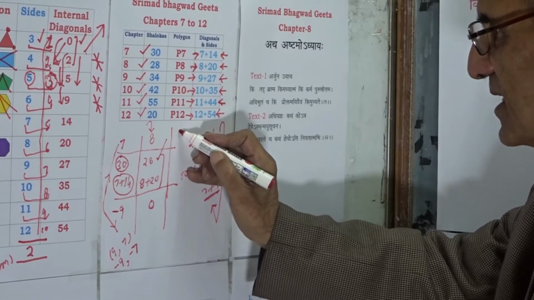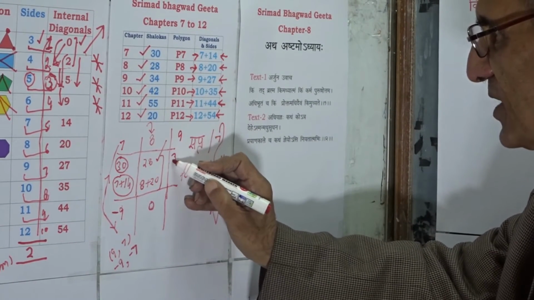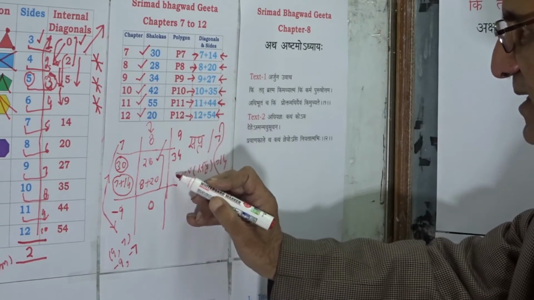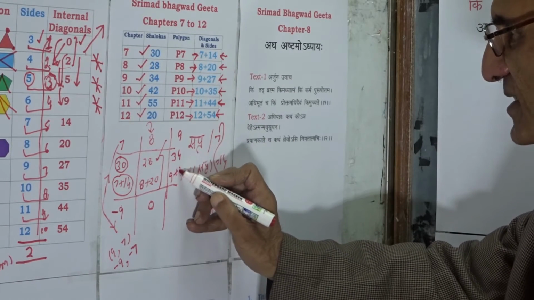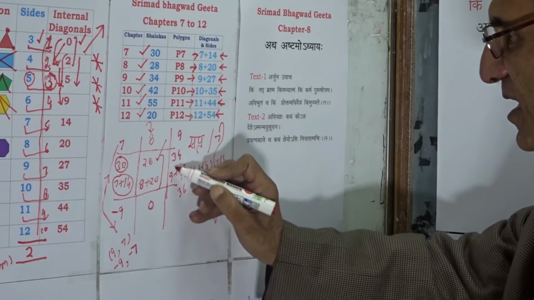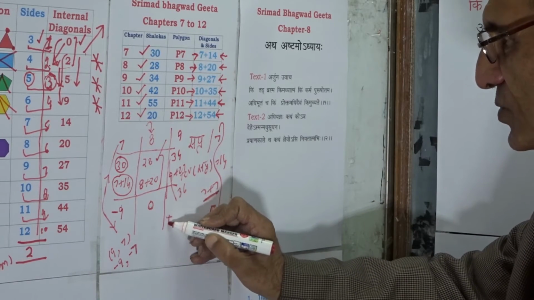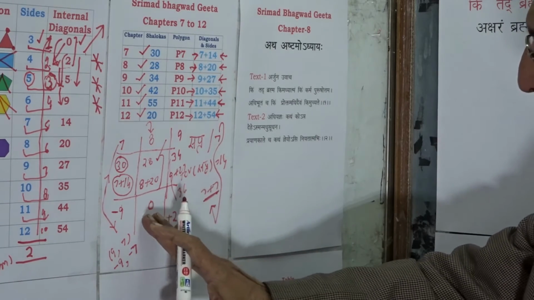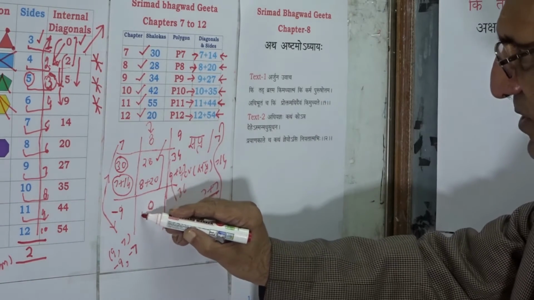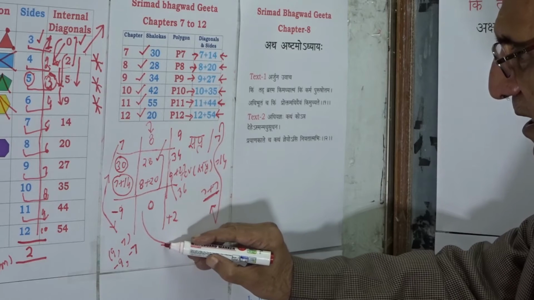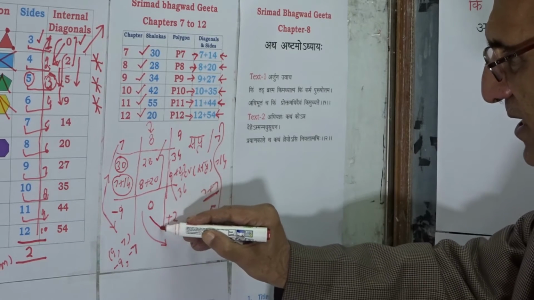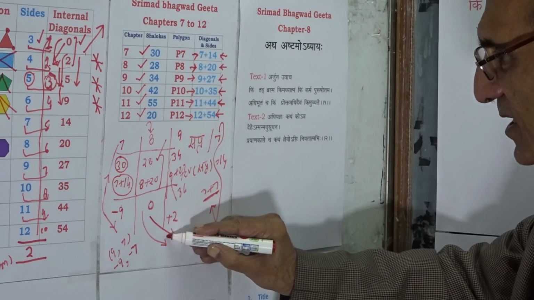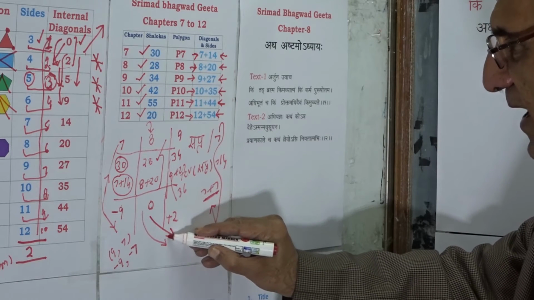Chapter 9 has a range of 34 shlokas, but the number of sides and the internal diagonals is 9 plus 27, meaning 36, and the difference value is going to be plus 2. See, now we are reaching from chapter 8 to chapter 9, and there is going to be an increase of value 2. It is this feature which deserves to be comprehended well.